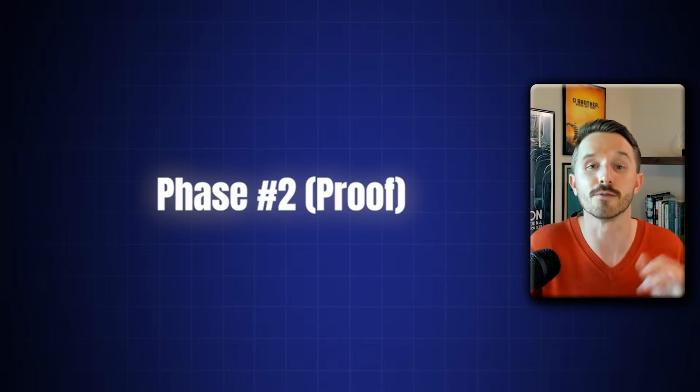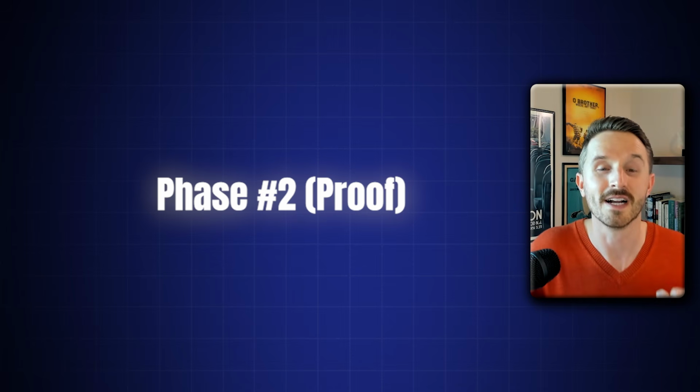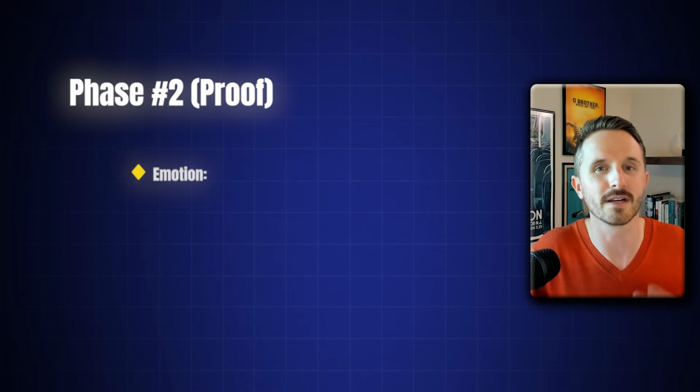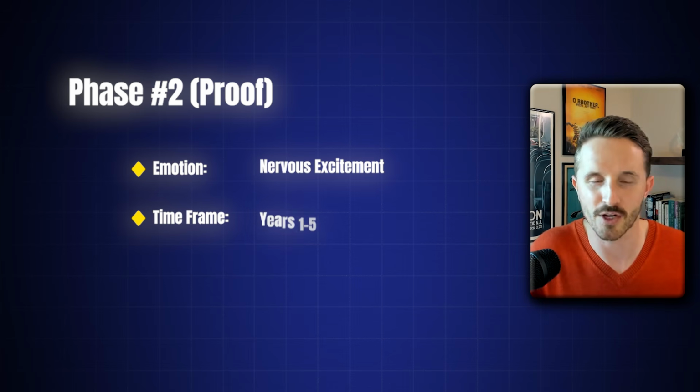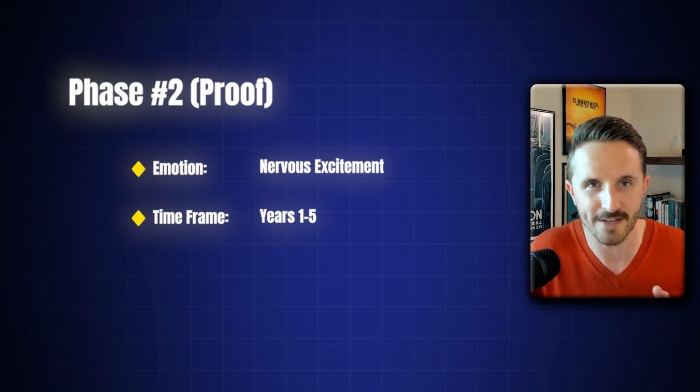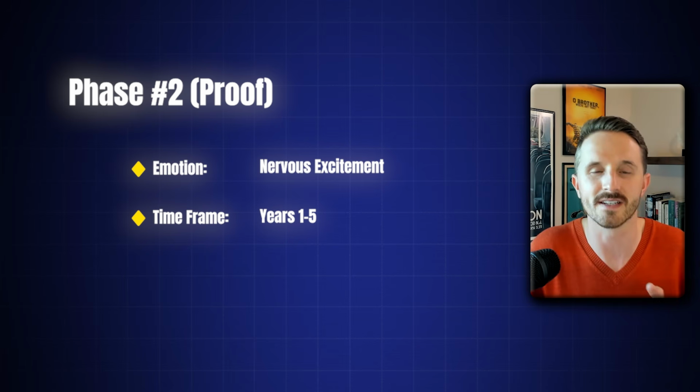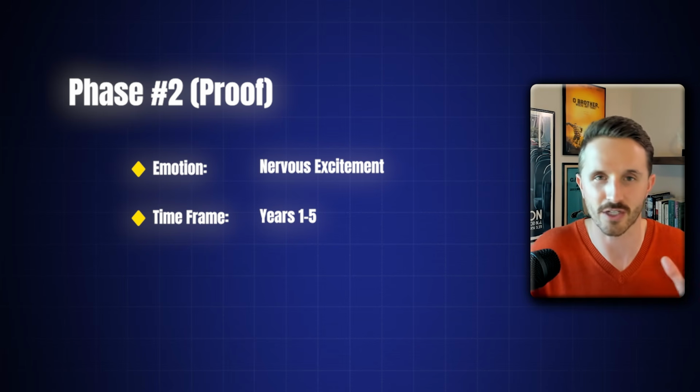Now, what's phase 2? It's the proof stage. This is when you start to see the proof in the pudding, right? You start to see evidence of what you've been thinking about and hoping about for so long. And so you start to experience a little bit of nervous excitement here. The time frame here is years 5 through 10. So we've now more than likely broken even, and you start to see a little bit of the gain that you had wanted to see when you signed up for going through this process.